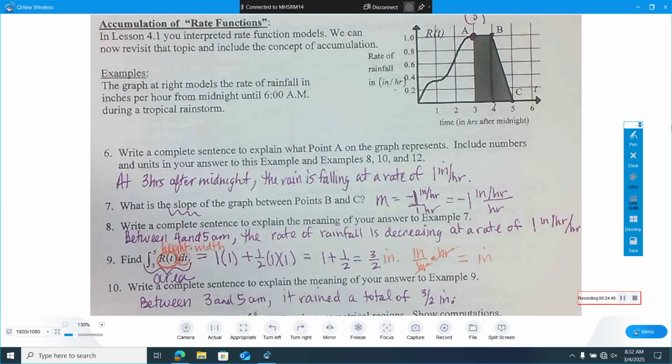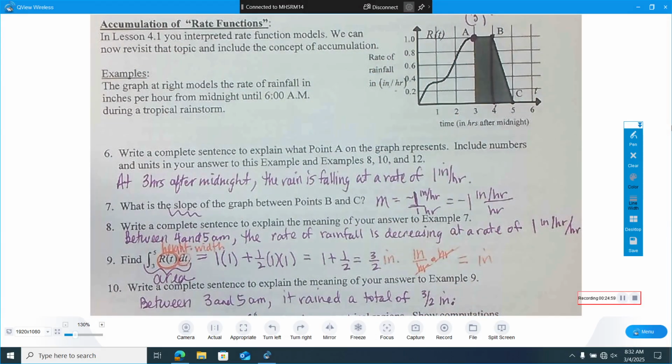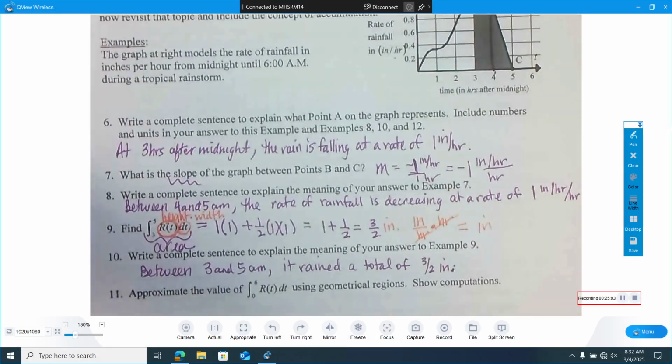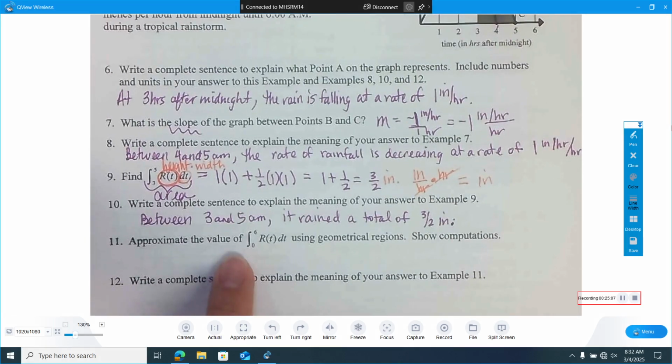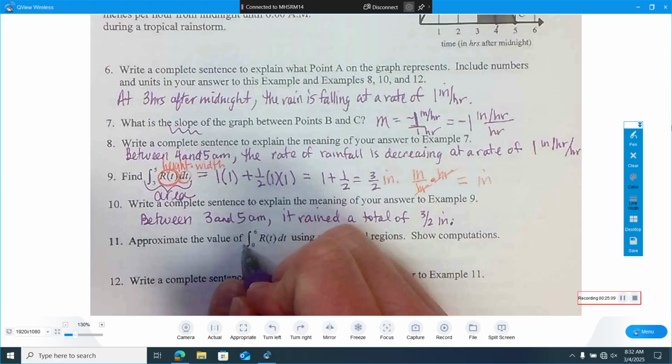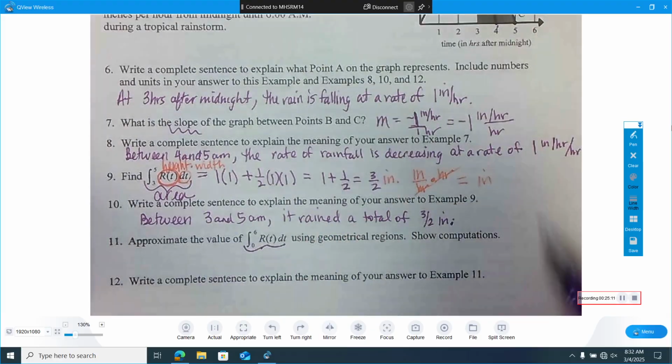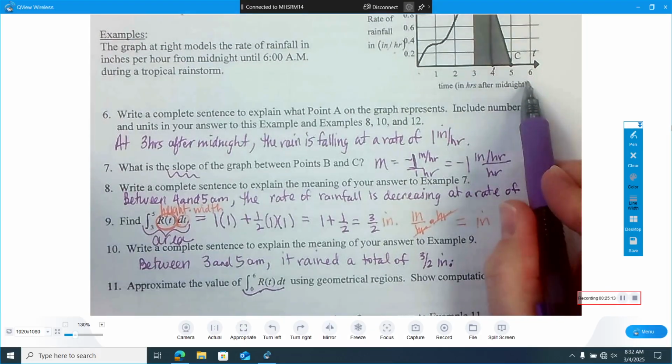So this is the accumulation of rainfall, and that's why we call integrals accumulation functions. We are accumulating rainfall in our rain gauge, and we can see that it rained between 3 and 5 a total of 1.5 inches. All right, let's approximate the value of the integral from 0 all the way to 6 of our function here.